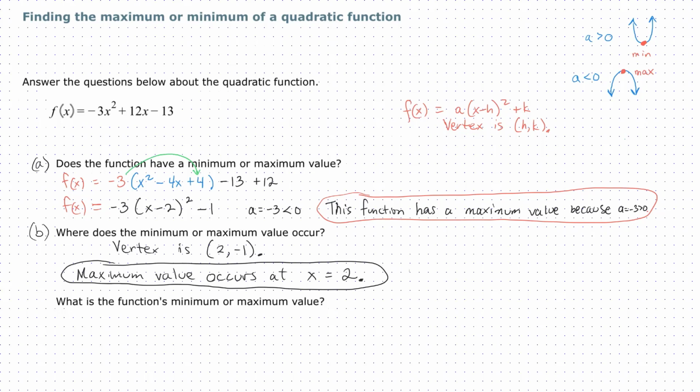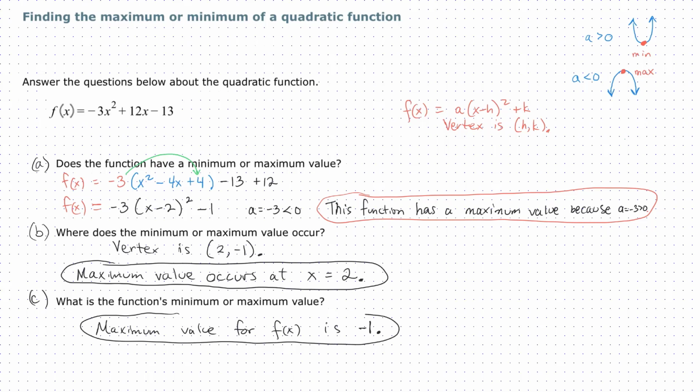What is the function's minimum or maximum value? The maximum value for this function, f of x, is negative 1. Once again, all you have to do is read that negative 1 from the vertex. I could put a double-sided arrow here. There it is.